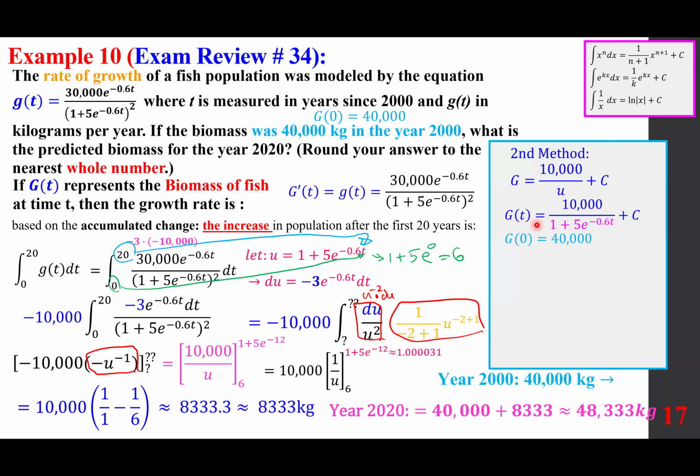So G of t is 10,000 over 1 plus 5 e to the power minus 0.60 and a constant, and G of 0 is 40,000. That will help us find the constant. This is a general solution. We are going to go to a particular solution as a result.